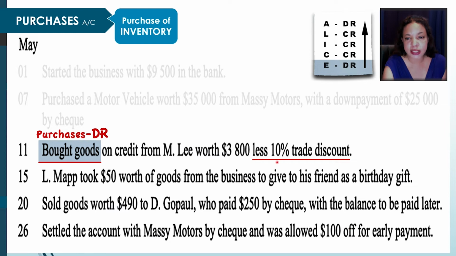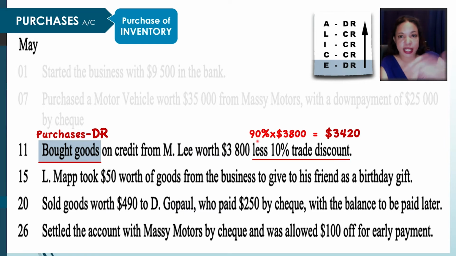They don't. It's cash discounts, which is discounts allowed and discounts received. So to work out how much we purchase the goods for and how much we therefore owe Emily is only the 90%, which is 100% less the 10%, 90% of the total amount, which means that we only purchase for 3,420. I hope you got that. Remember, trade discounts are not entered at all in your accounts.